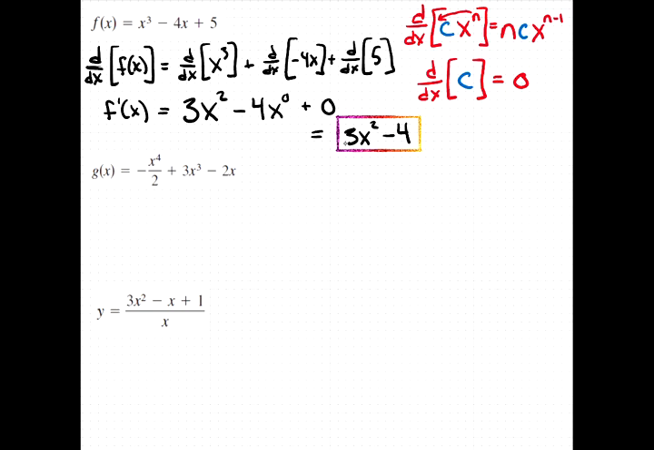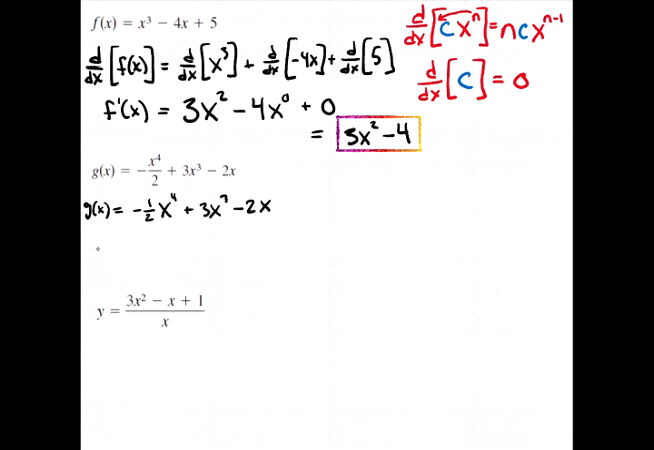All right. Now, if we look at g of x, it's negative x to the fourth over 2. Well, that's the same as saying negative 1/2 x to the fourth power. So let's say g of x equals negative 1/2 x to the fourth power plus 3x to the third power minus 2x to the first power.